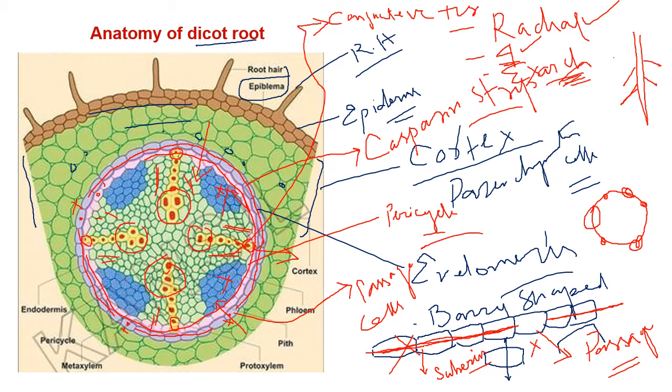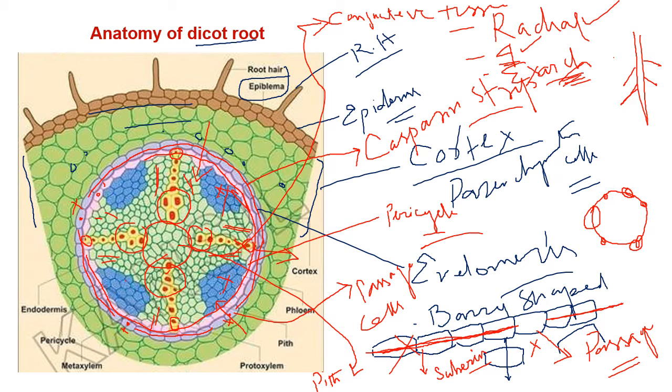Conjunctive tissue. So the xylem and phloem, there is space between xylem and phloem which is occupied by thin walled cells, and this tissue is known as conjunctive tissue. Now in the center there are large parenchymal cells, and this central part is known as pith. You have to remember, pith is not well developed in case of dicot roots, while in case of monocot roots it is very well developed.